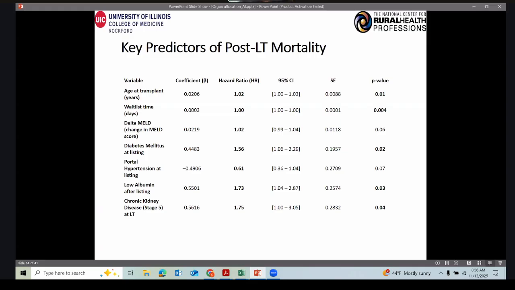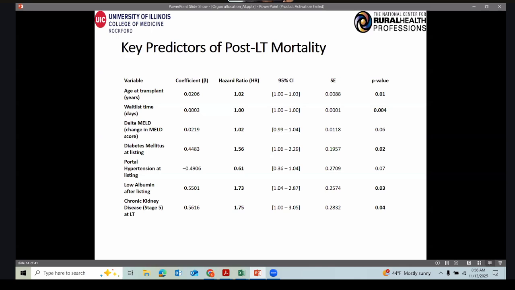Then we also found that low albumin after listing was another strong predictor with a hazard ratio of 1.73 and a p-value of 0.03. That is also significant. Low albumin is a marker of malnutrition and frailty.